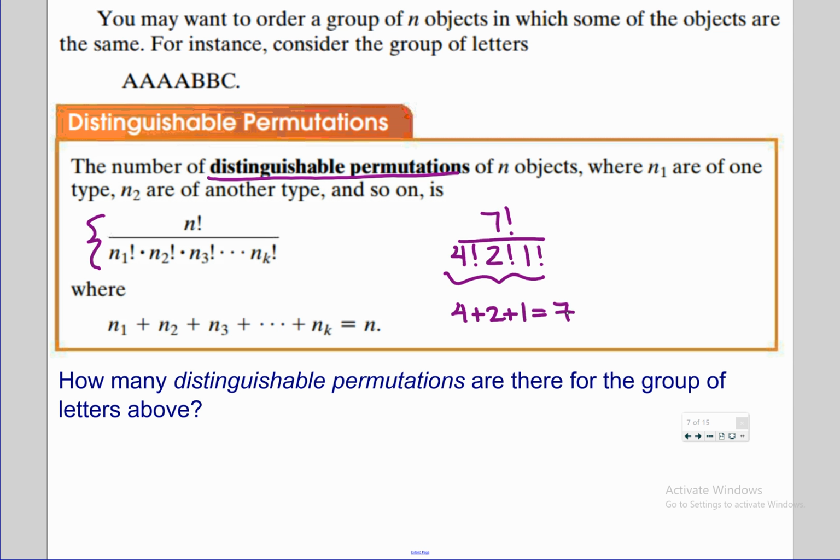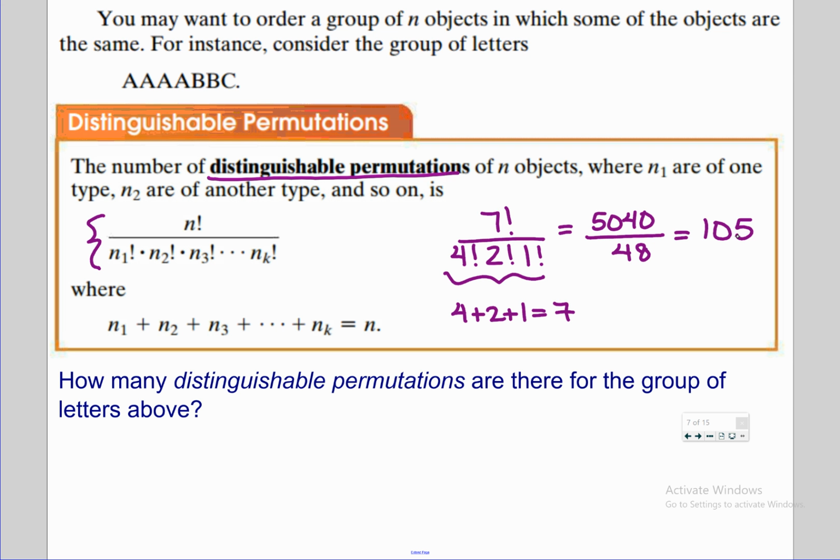Okay, so my numerator, 7 factorial, is going to give me 5040. My denominator is going to give me 48. And if we divide those, we get 105 distinguishable ways to order those 7 letters. All right? Good?